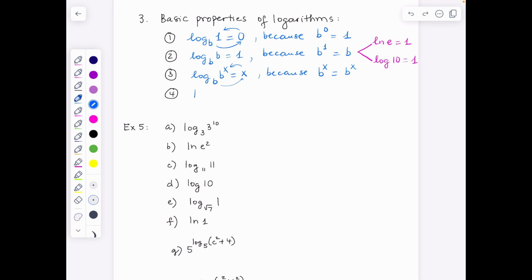And finally, b to the exponent log base b of x is always equal to x. This is because this is an exponential function. If you were to convert to the logarithmic function, so let's call this y, then you're looking at y is equal to log base b of x. And our y is nothing but log base b of x.